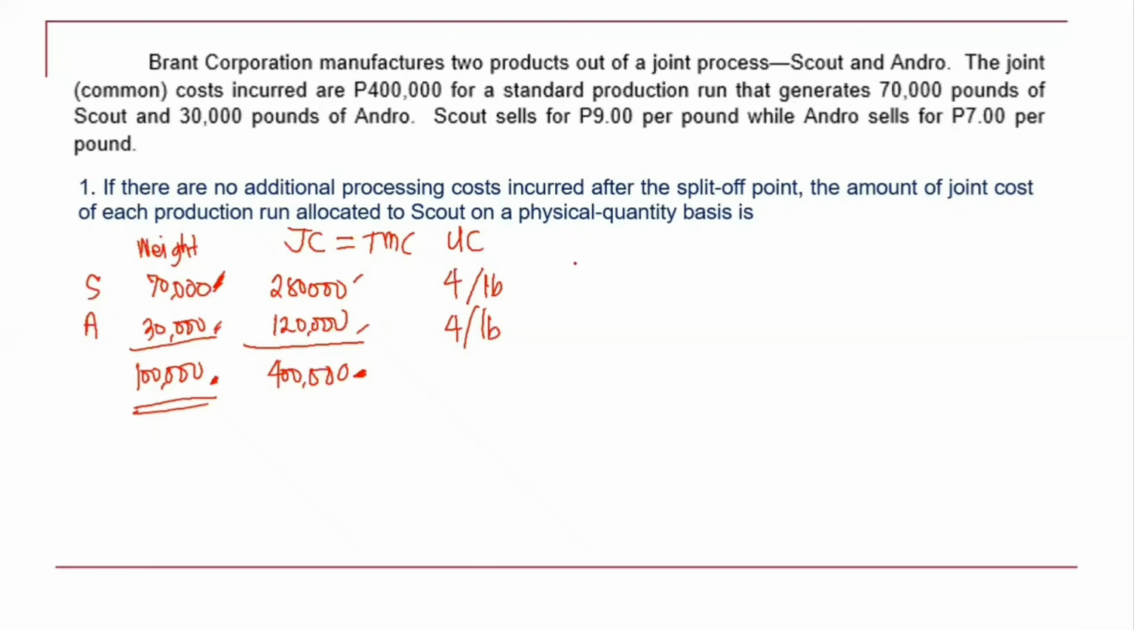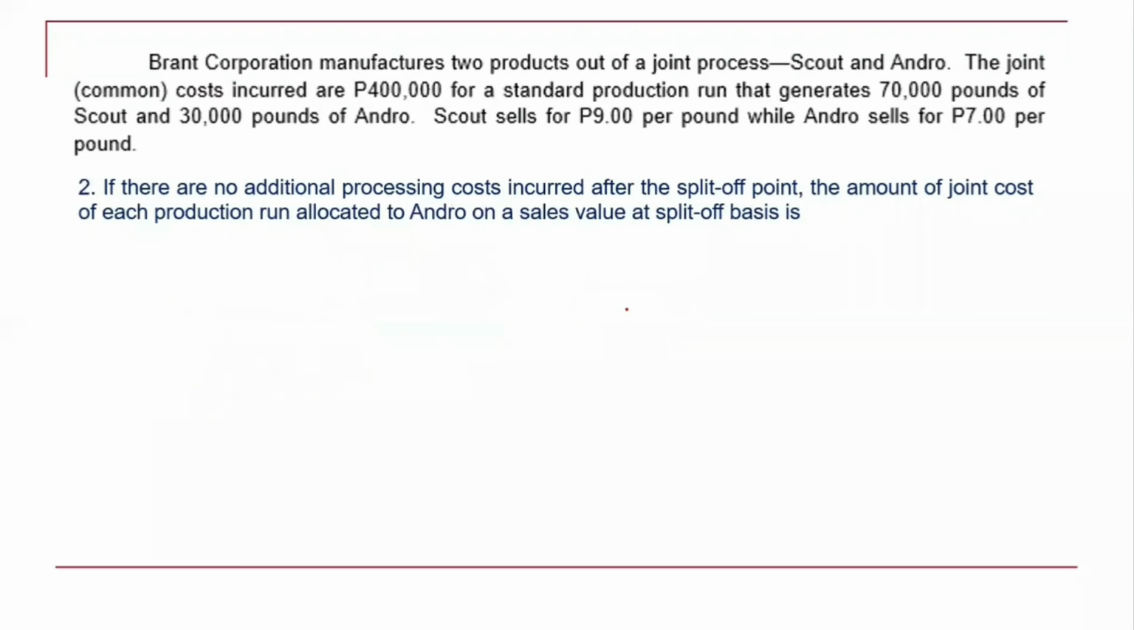Pag tinanong din sa exam, magkano ang gross profit per unit? Magkano ba yung SPU natin, or selling price per unit? For Scout, that would be 9. For Andro, that would be 7. So ang GPU natin, gross profit per unit, that would be 5 for Scout, and that would be 3 for Andro. Dinagdagan lang natin yung tanong because the question could actually go hanggang dun sa sales, hanggang sa income, etc. Ayan. So, quantity, physical quantity basis.